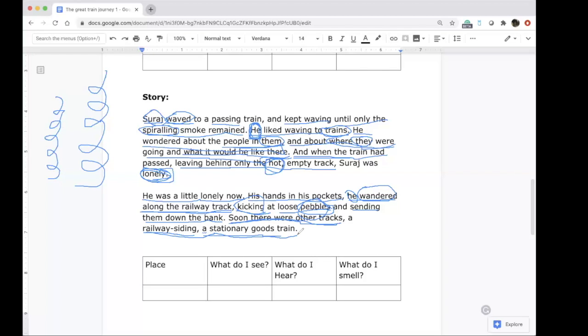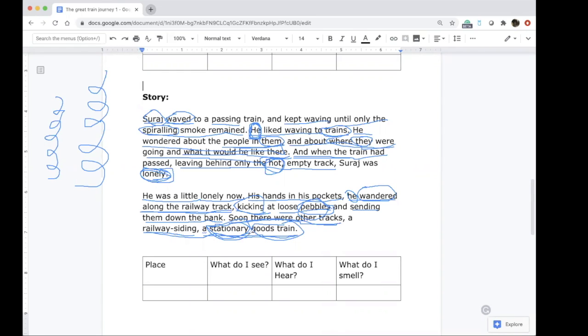A stationary goods train. We all know what is a goods train, but what do you think is the meaning of the word stationary? Can you try to guess the meaning from the sentence? Yes, Karthik? I think railway station, sir. That's a good guess, but I think it means something different. Stationary refers to something else. So anyone else has any other guess?